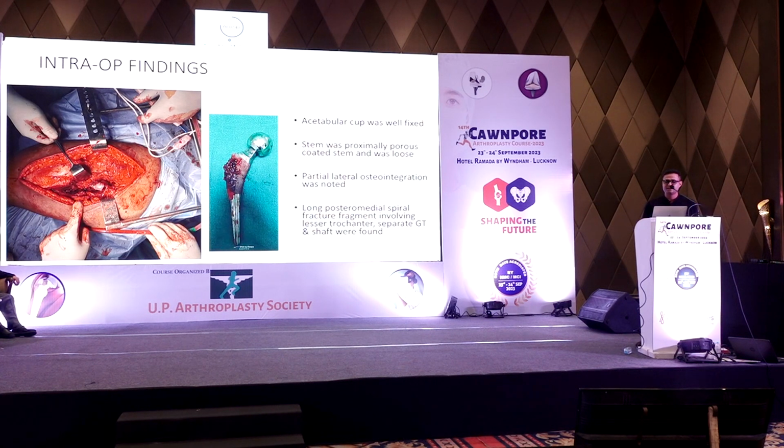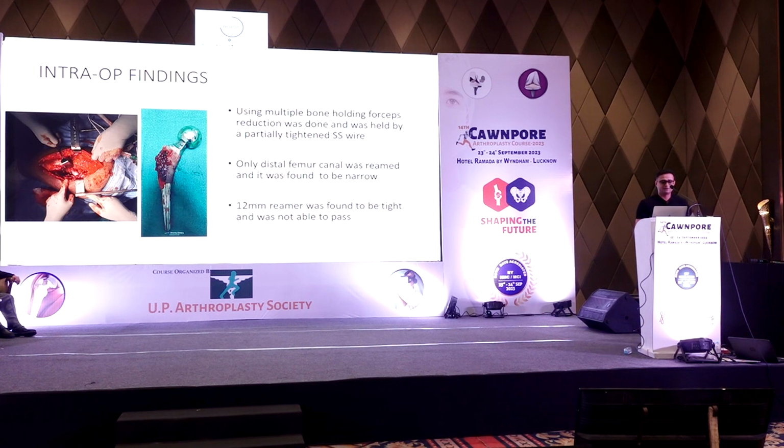So intraoperative findings: the acetabular cup was well fixed, so I didn't touch it. The stem was proximally porous coated and was loose, partial lateral osteointegration was noted. And the fracture, as shown in the X-ray, was a long posterior-medial spiral fracture fragment involving the lesser trochanter. Separated GT and shaft were found.